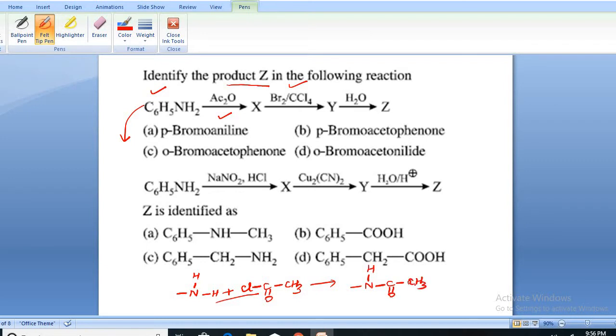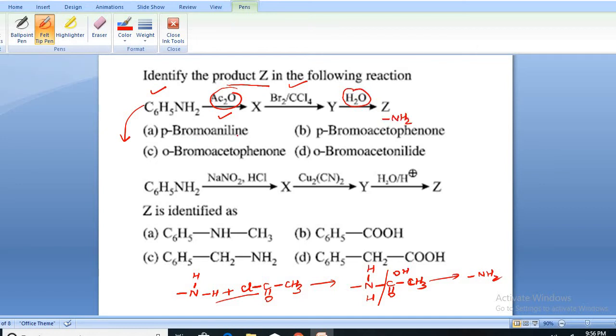Okay, so this is easy. Now once you do the hydrolysis, what happens over here? H comes here, OH comes here. So if you could see, the NH2 group is going to be regenerated here. So again, there is acetylation and there is hydrolysis together. So that means the compound Z has to contain an NH2 group.